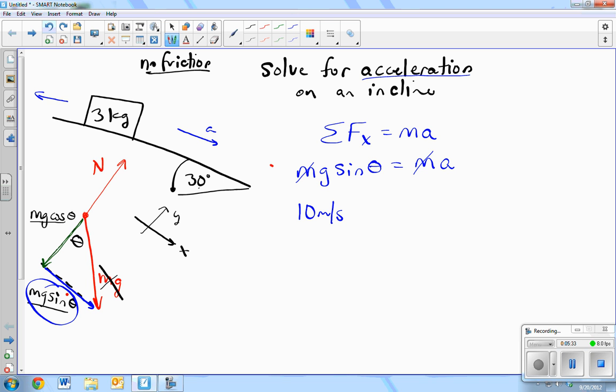Gravity, 10 meters per second squared, times the sine of my angle, 30 degrees, equals our acceleration. 10 sine of 30, 5 meters per second squared, that is our acceleration.